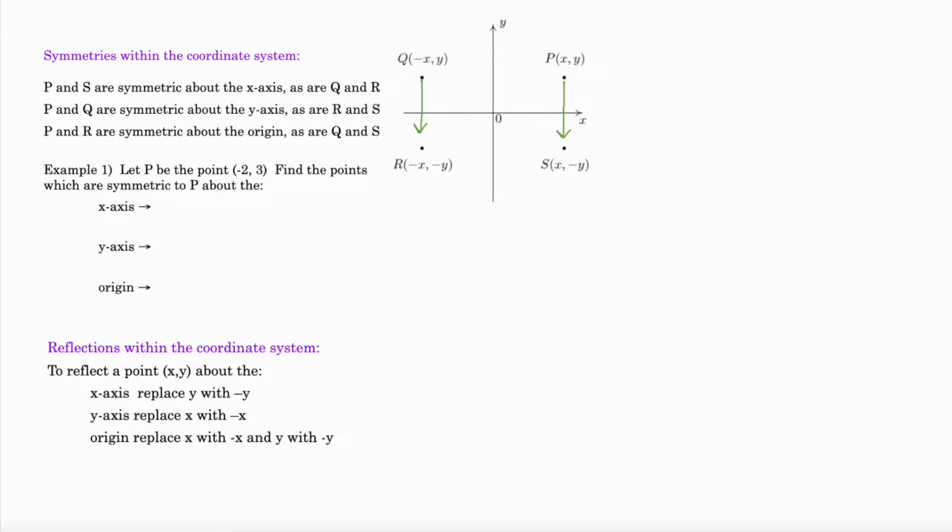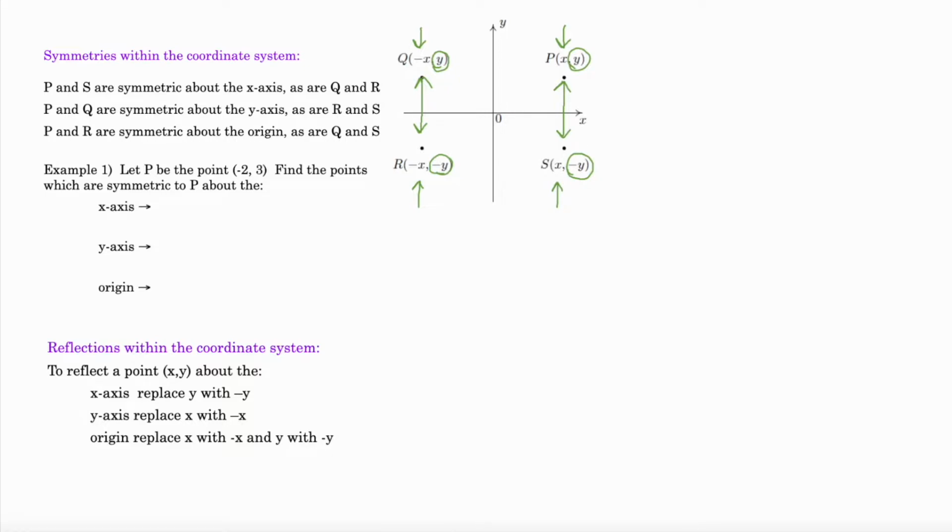Notice that when I reflect across the x-axis, our x values remain the same. So here to here, they remain the same. What does change when we reflect across the x-axis is that our y values become the opposite. And the same would be true if I reflected S over the x-axis in the opposite direction, and R in the opposite direction as well.